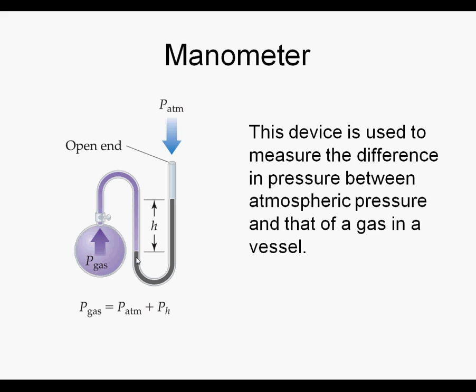Maybe you looked at this device last time, and we'll build one with glass when I get back. And we call it a manometer. Manometer, a manometer. There's a song like that. This device is used to measure the difference in pressure between atmospheric pressure and that of a gas in a vessel. Thus, this is an open manometer. There are two types of manometers, closed and open manometers.